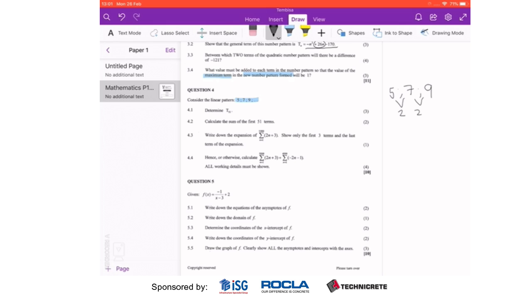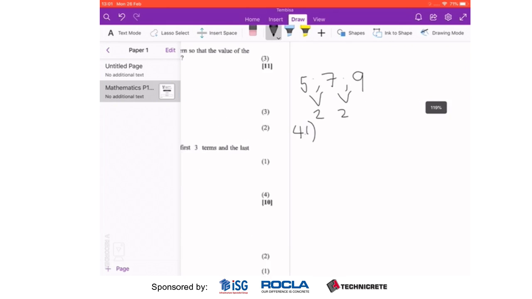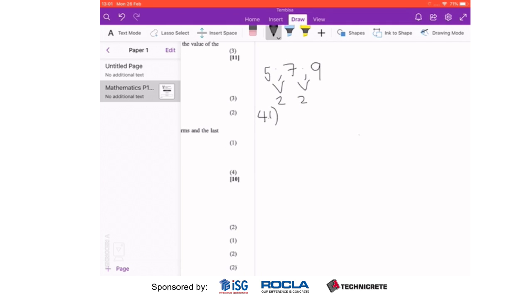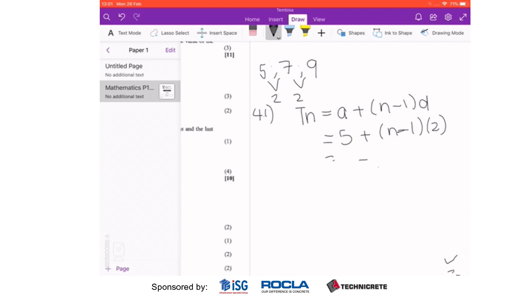The first question says determine T51. So in order for us to determine T51, we want to find the formula. And how do you find the formula? It's a plus (n minus 1) d. We substitute. So a is 5 plus (n minus 1), and my difference is 2. Now we can simplify, so we've got 5 plus 2n minus 2, so it's going to be 2n plus 3.